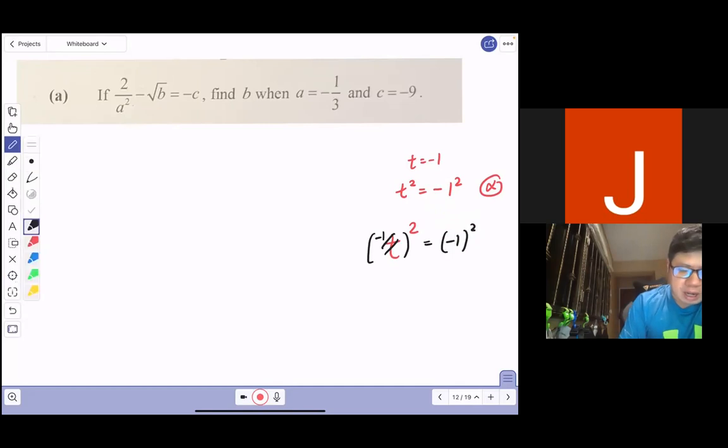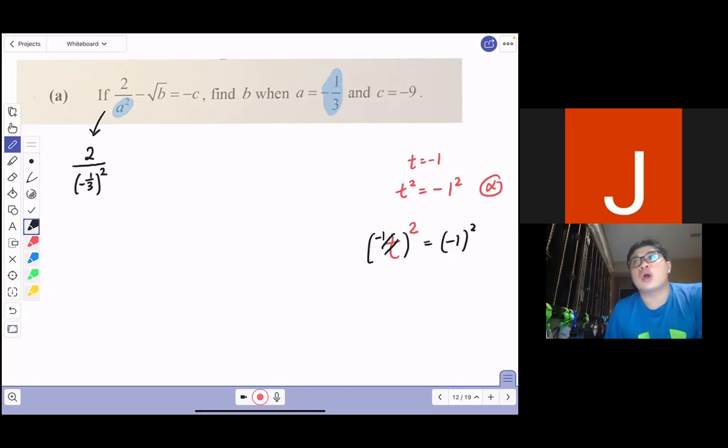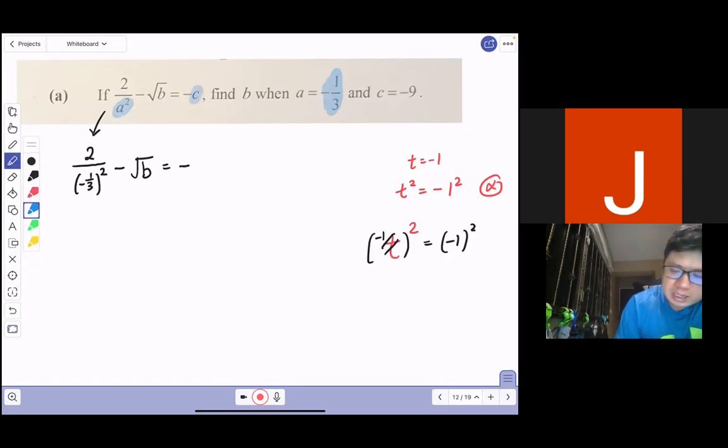So with this in mind, whatever negative terms I'm going to put in, I'm going to put a bracket around. You can see there's an a square. A is negative 1/3, so I replace a with negative 1/3 and I put a square. So this is your a square, with a bracket around. Minus square root b. Square root b, I'm just going to leave it as it is. Minus c. So what's the c? Again, the c is negative 9. So I'm going to replace this c. You can see the minus sign is kept, but my c here, the original c, is now replaced with negative 9.